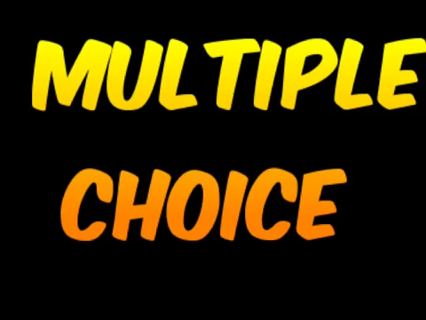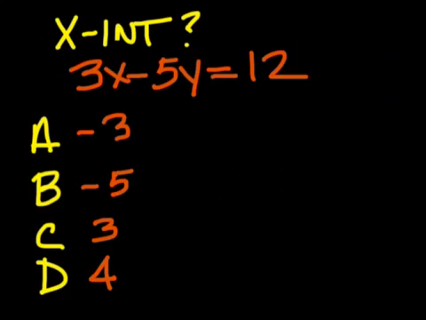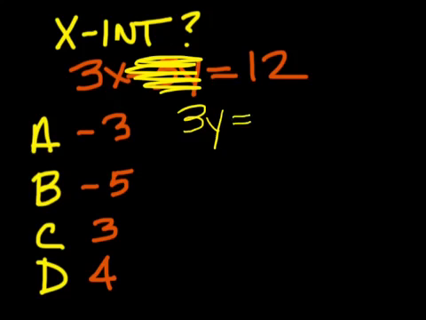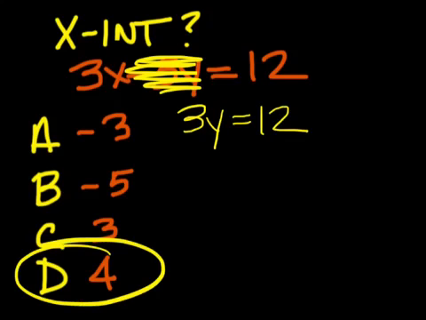Multiple choice, block letter only. Find the x-intercept. Alright, for this problem, if you want to find the x-intercept, all you need to do is get rid of the y term. 3y equals 12, so y must be 4, which is D.